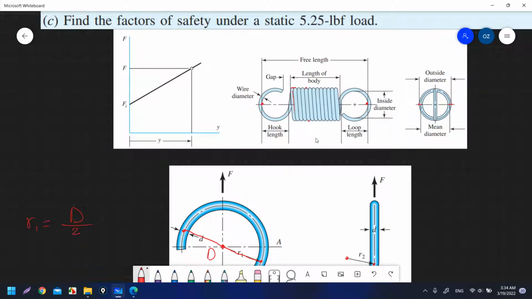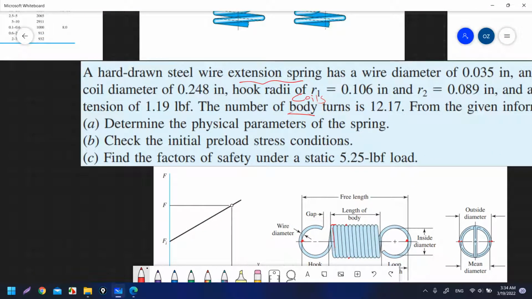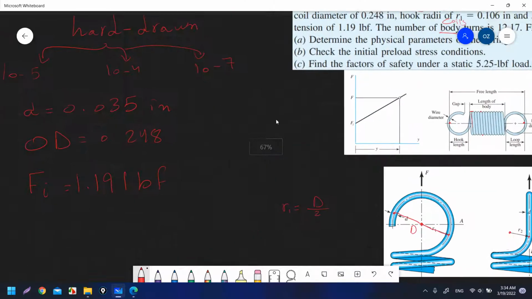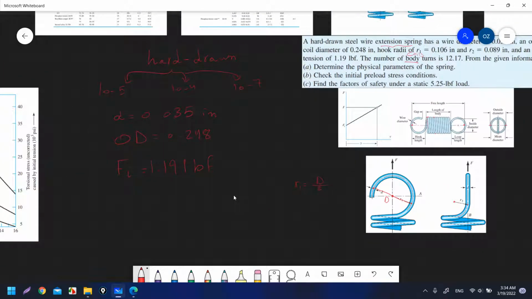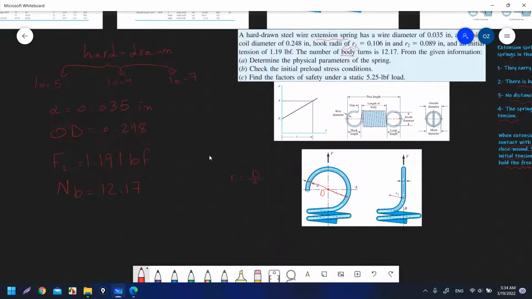That is the length of the body. These are the coils, so the number of them, if you count them, is the number of body turns. It is 12.17. So this is MB, number of body turns, B for body, equal to 12.17. From the given information, determine the physical parameters of the spring.